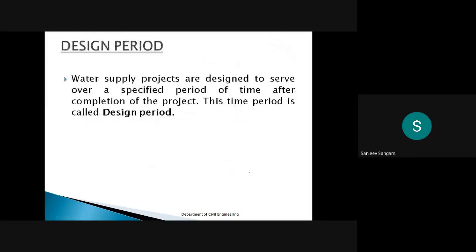So in design period, as we already know, this is also very important. We have to assume that we have a population of around 100 people this year, 2021. Then we have to design it for 2051. Then the population has to be forecasted. So first you have to forecast the population, and then calculate what it will be in 2051. So this is with respect to the design period.